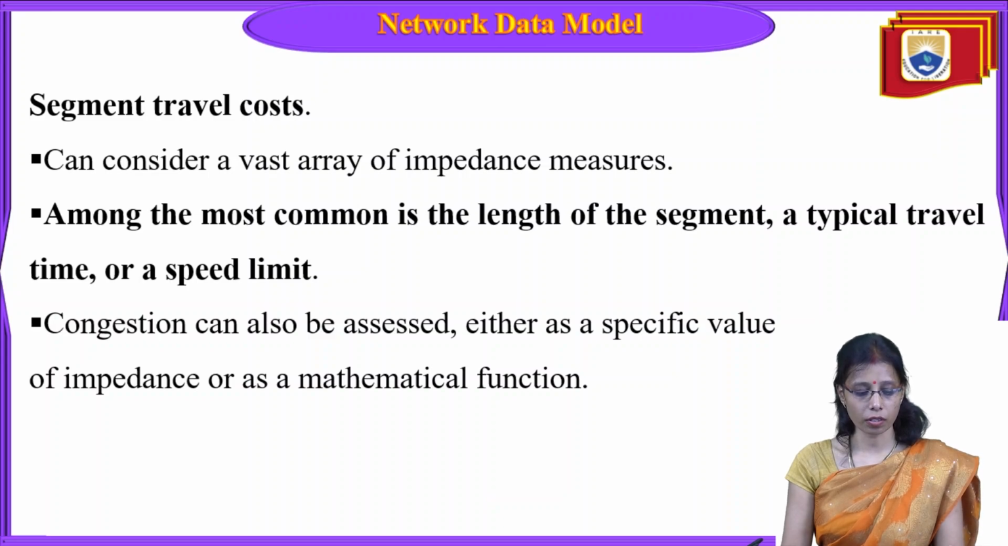Now, segment travel cost can consider a vast array of impedance measures, and among the most common is the length of the segments, a typical travel time, and the speed limit. Travel cost will be helpful in this network data model, where you can show the length of the road, how much area it covers, and the typical travel times and speed limits. Congestion also will show you, like nowadays if you see Google Maps, it will show you the traffic congestion, which is the shortest route, and which route has more traffic jams. All that it will show you with the help of this cost.